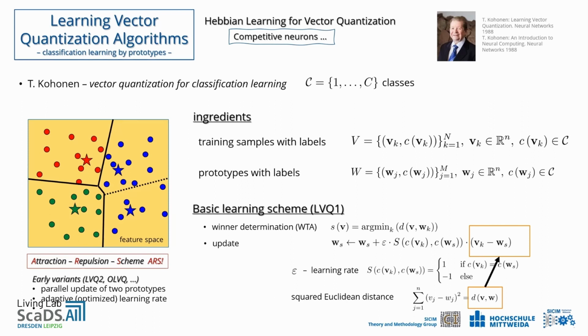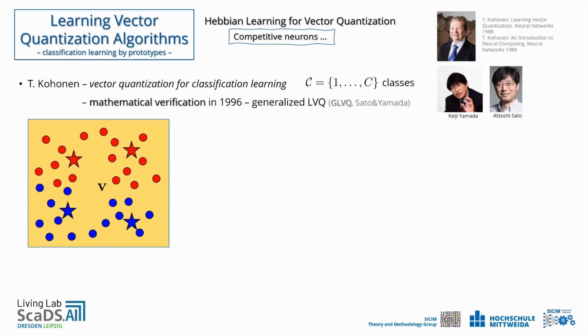So if we would replace the squared Euclidean distance by another dissimilarity measure, which is differentiable, then we can take the same scheme and take as a more formal vector shift the derivative of the respective dissimilarity measure with respect to the prototype vector. So this is a very nice observation that we can relate the squared Euclidean distance for the winner determination to the vector shift. And this observation led to a mathematical verification of the learning vector quantization approach by Sato and Yamada in '96. So the idea was to compare the dissimilarities of the best matching correct prototypes.